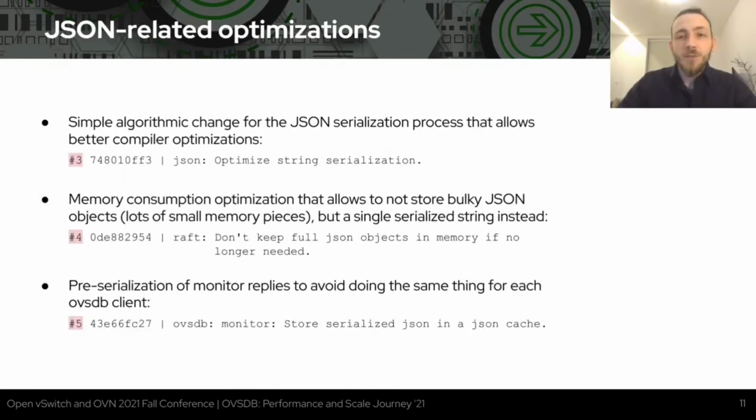So the next group of changes are JSON-related optimizations. Number 3 is the algorithmic change to speed up the string serialization process by copying data more efficiently. Number 4 is the memory optimization to not hold the bulky JSON objects in memory if we don't really need to do that. For example, database snapshots consist of a big number of small objects that could take several times more memory than the same object in its string representation.